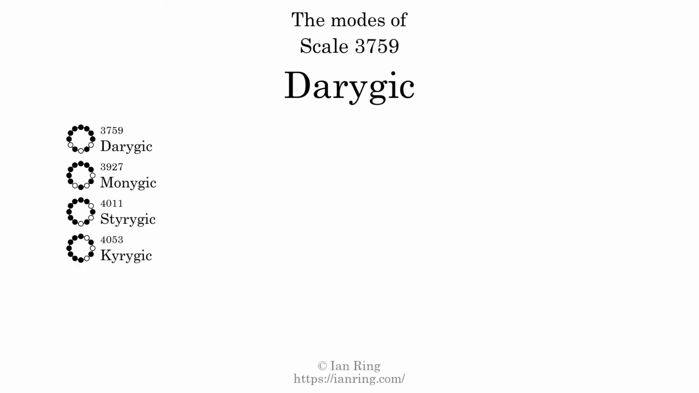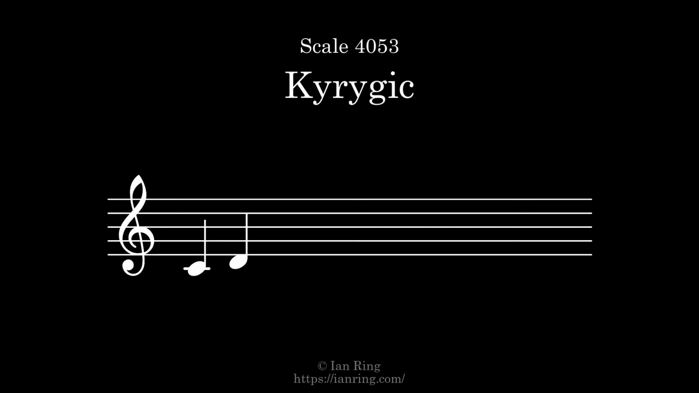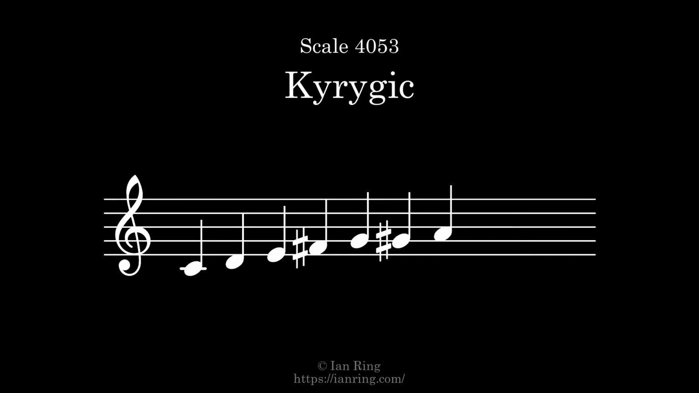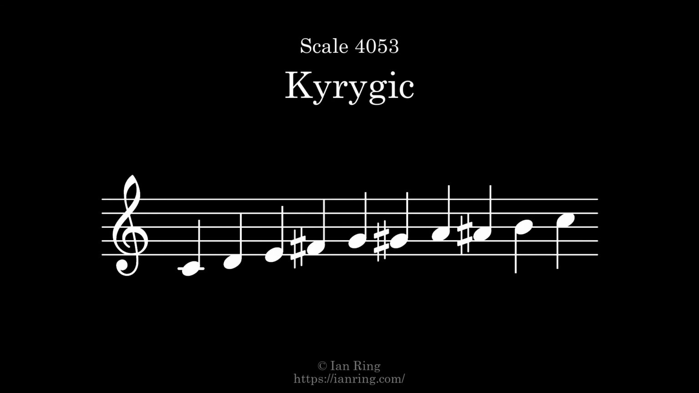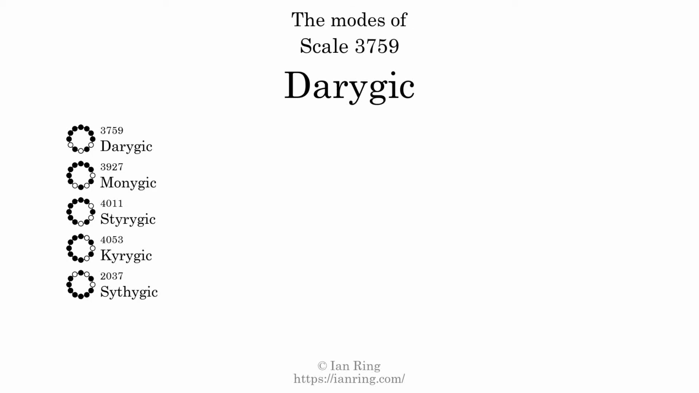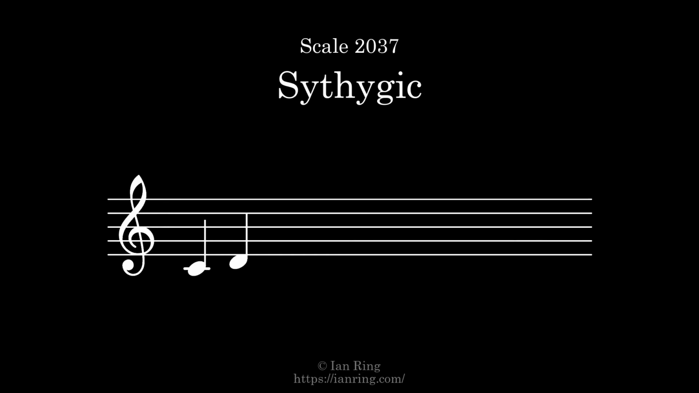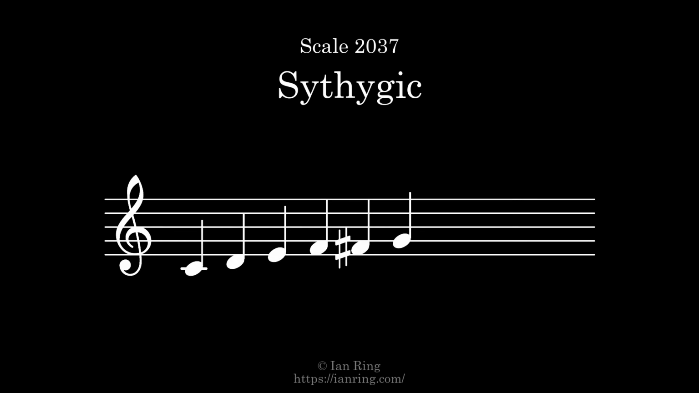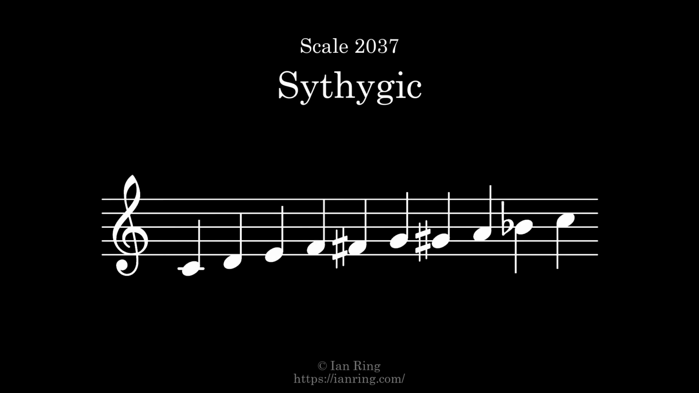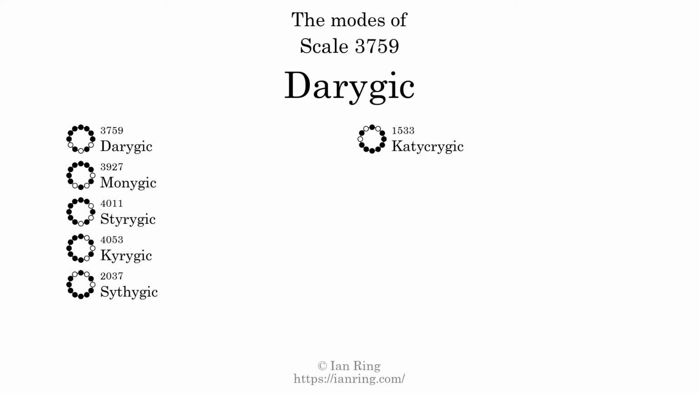The fourth mode is scale 4053, also known as Coherence. It sounds like this. The fifth mode is scale 2037, also known as Seligic. It sounds like this. The sixth mode is scale 1533, also known as Darygic.